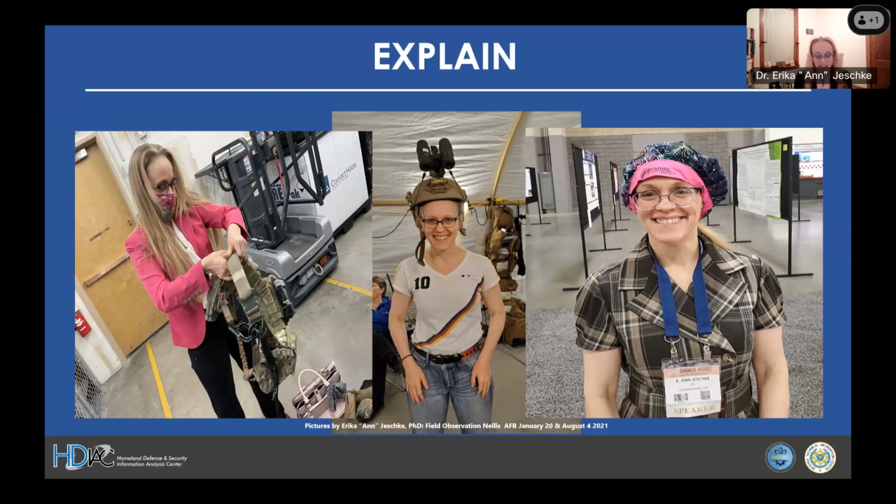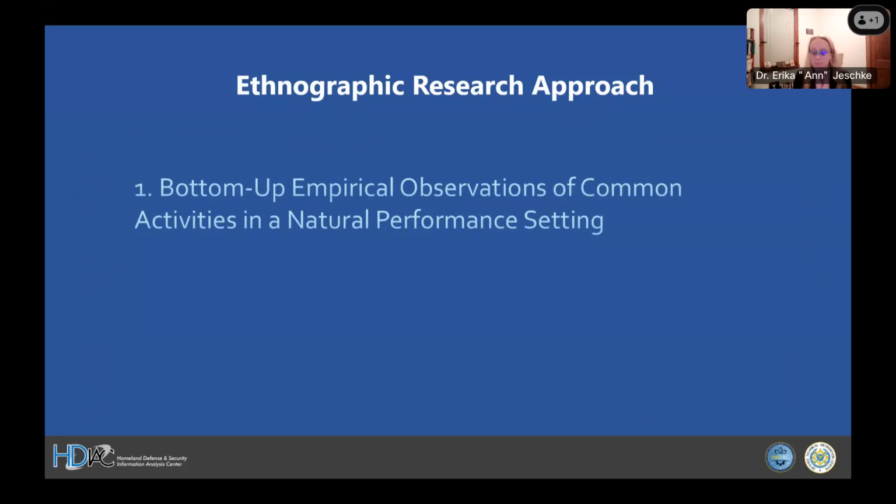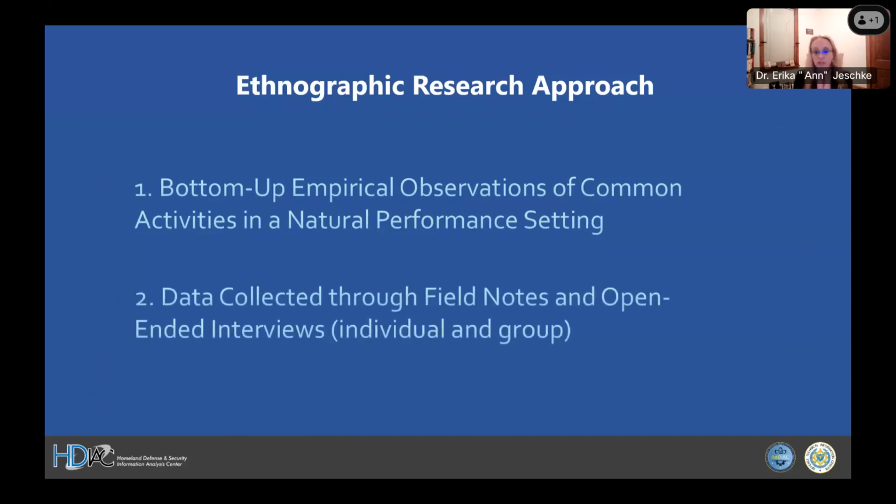While the humanities and anthropological methods are familiar to many other areas of research, the use of these methods is quite novel to military health implementation science. Therefore, in the next few slides, I will take a few moments to briefly give you an overview of our broad research methodology. Our empirical study performed an ethnography of Air Force Special Operation teams. Ethnography relies on a bottom-up empirical observation of common activities in natural performance settings. Data is collected through field notes and open-ended interviews, either individual or group.